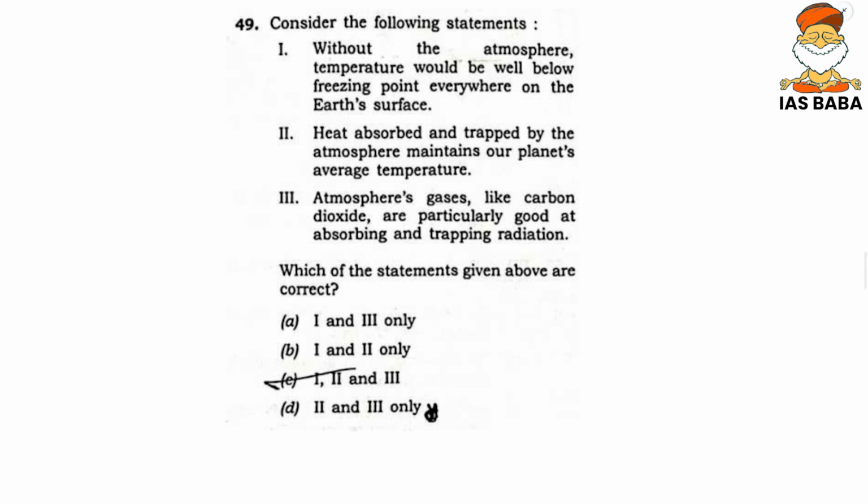Consider the following statements. Now this is again from the NCERT. Without the atmosphere, the temperature would be well below freezing point everywhere on the earth's surface. Some of you would apply extra thought that of course the temperature would be below, because the atmosphere has greenhouse gases, which are responsible for the greenhouse effect, and that keeps the earth warm enough. If it is absent, the temperature of the earth will be below the freezing point everywhere on the earth's surface. Yes, that will be true. Even in the equatorial region, the incoming solar radiation does not cause atmospheric heating, it is the outgoing radiation, and since there is no greenhouse gas to trap the radiation, it will be well below the freezing point.